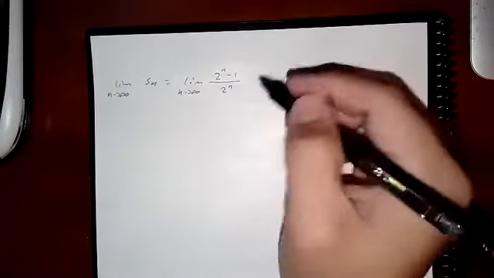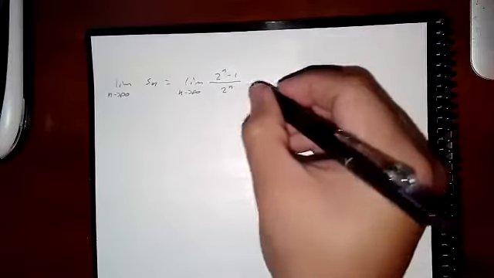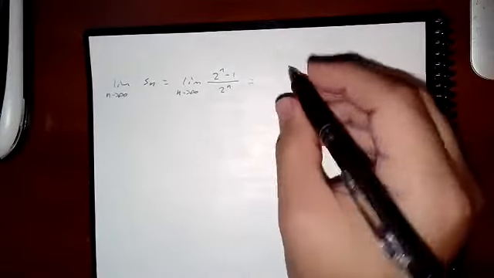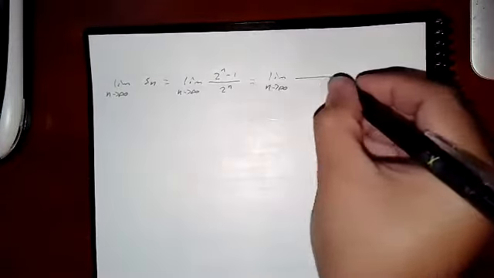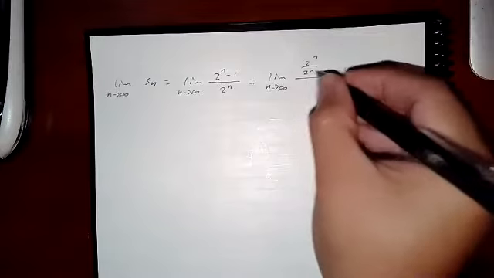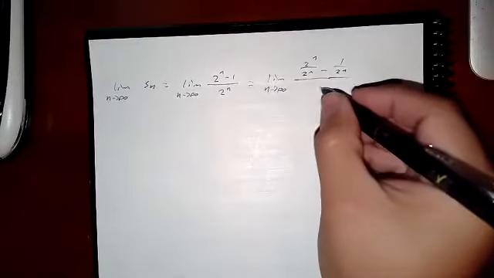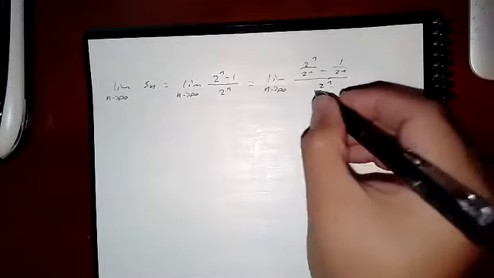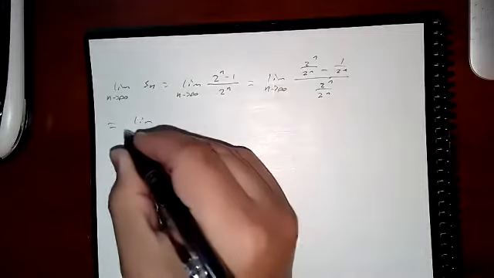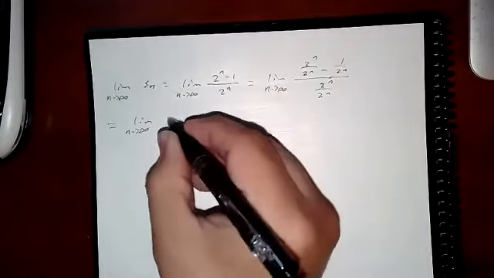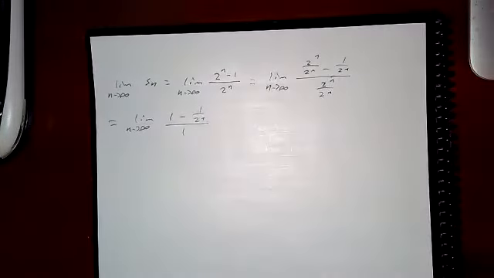Now, if I divide, like one of you mentioned last time, if we can divide everything by that largest term to show what the limit will be, to help us find it. So 2^n over 2^n minus 1 over 2^n, over 2^n over 2^n, right? That would give us the limit of 1 minus 1 over 2^n, over 1. What is this limit?